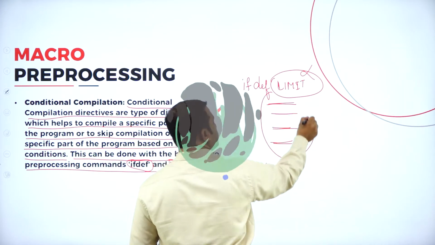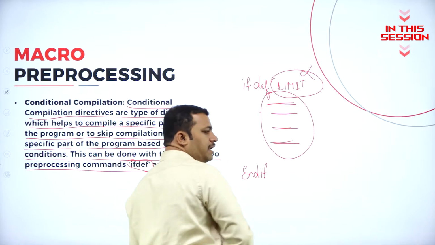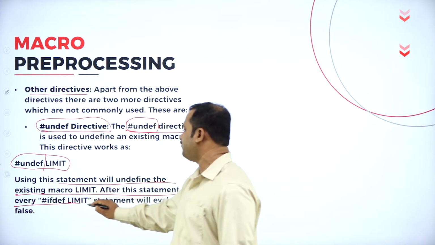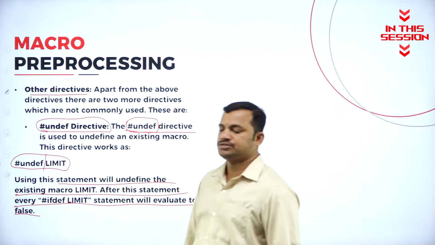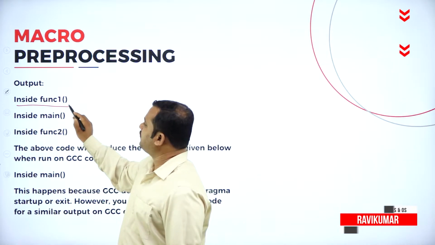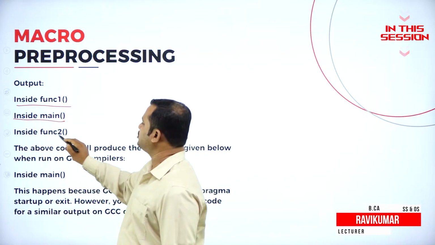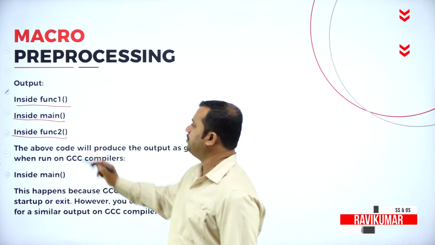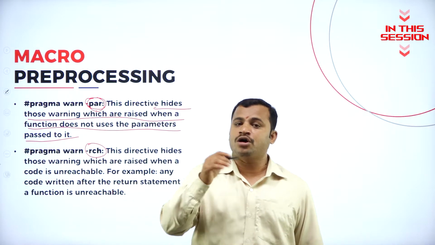This statement or blocks of code are placed for expansion. Every ifdef limit statement will be evaluated to false. The output of this is inside function 1, inside main 1, then inside function 2 is going to be displayed. I just want to pass on the arguments from the calling function to the called function.